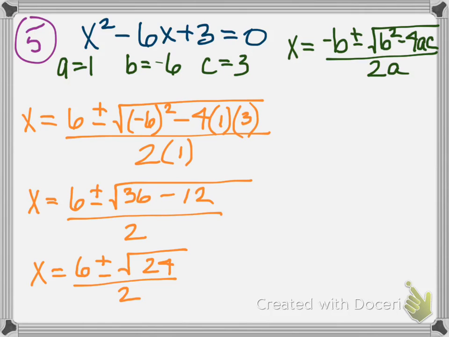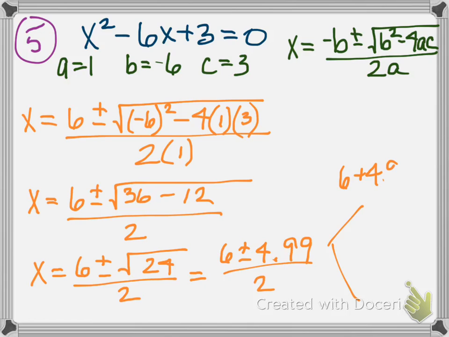So the square root of 24, we can say x equals 6 plus or minus 4.99, divided by 2. And then remember we would have two solutions: 6 plus 4.99 divided by 2, and 6 minus 4.99 divided by 2. So let me make those calculations.